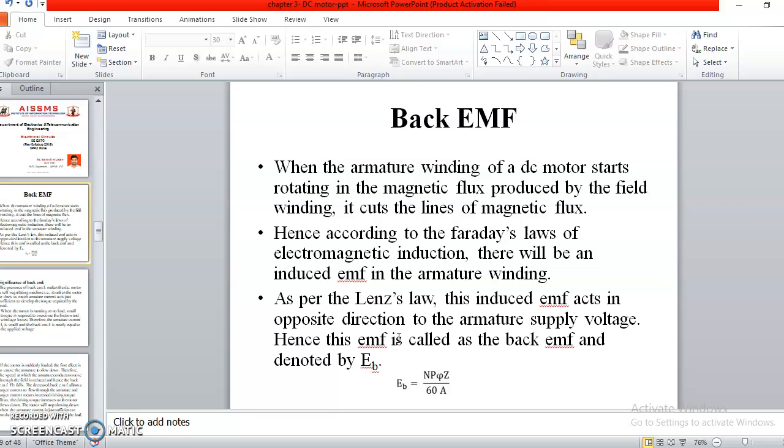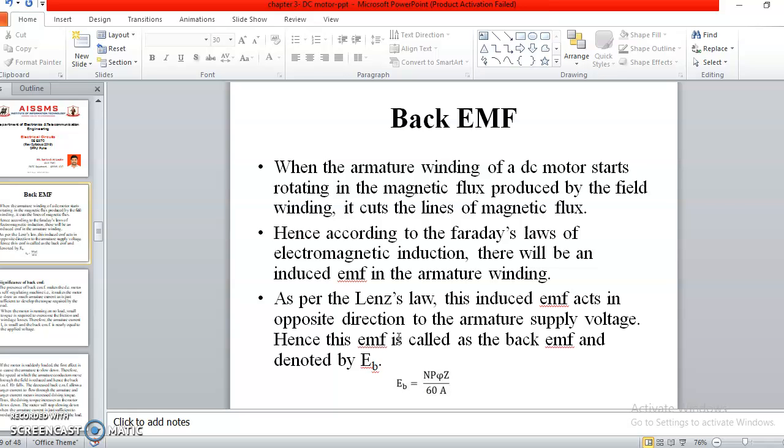When the armature winding of the DC motor starts rotating in the magnetic flux produced by the field winding, it cuts the lines of magnetic flux. Hence, according to Faraday's law of electromagnetic induction, there will be an induced EMF in the armature winding. As per Lenz's law, this induced EMF acts in the opposite direction to the armature supply. That's why it is called back EMF.